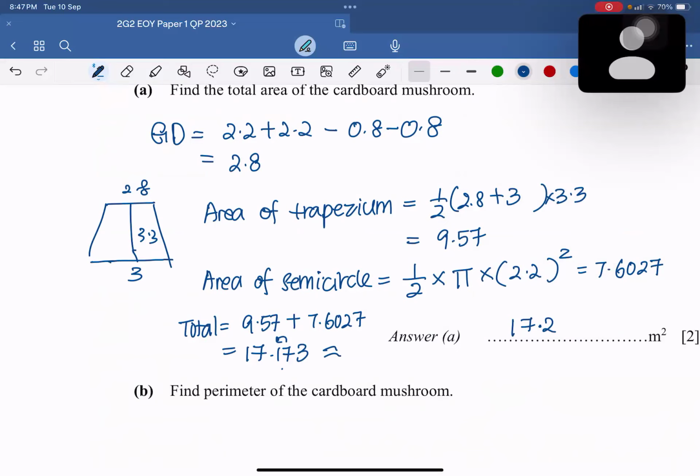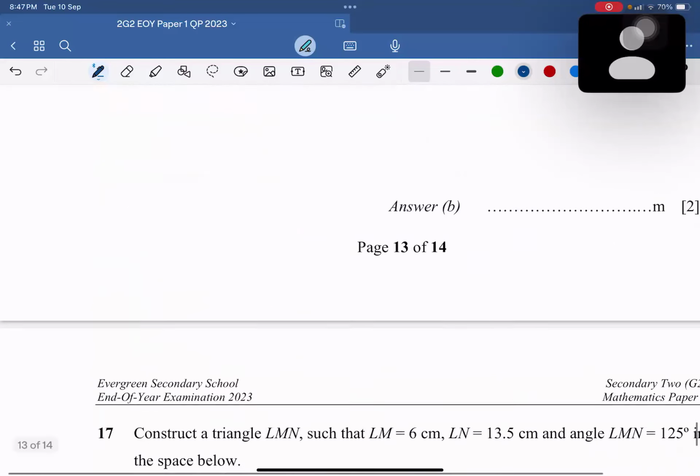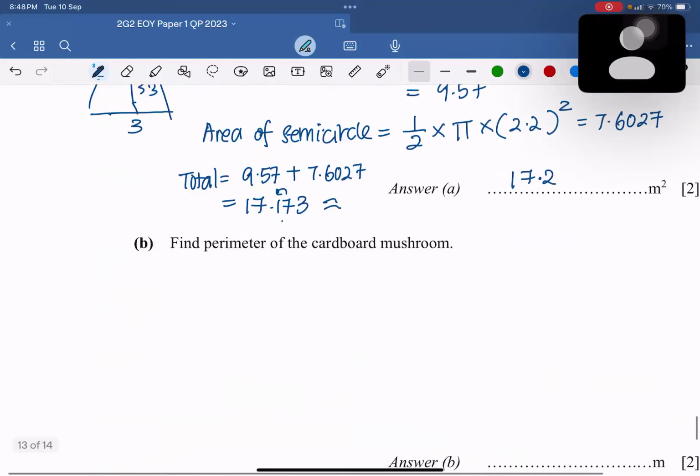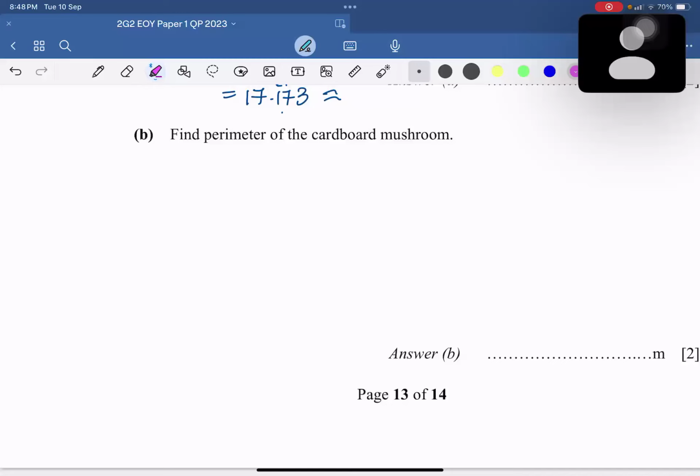Then the last question already. Now I want the perimeter of the cardboard mushroom. So I need the perimeter. The shape itself has a couple of different shapes. The first part over here is 0.8.